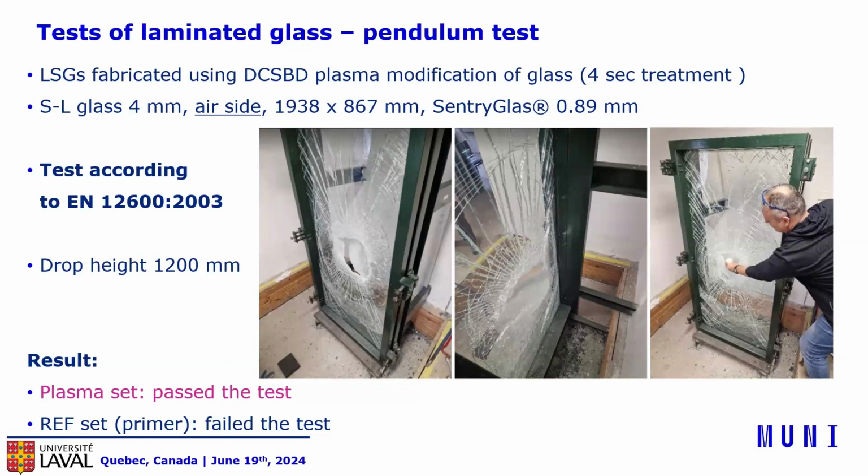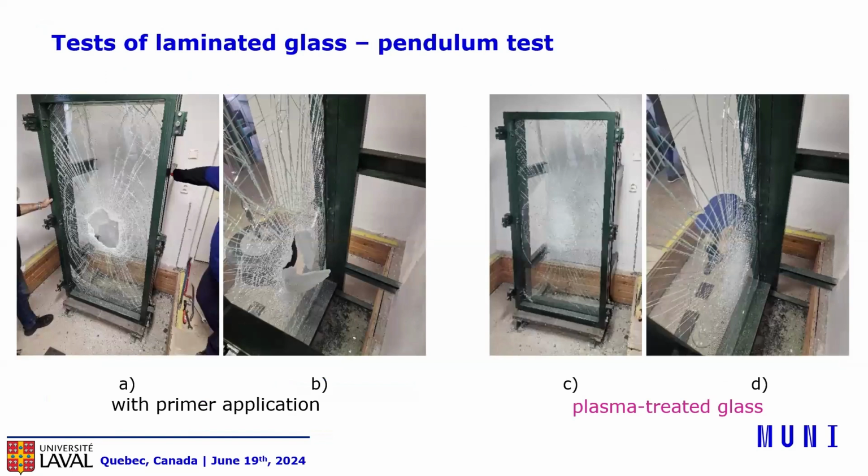These are the results of the pendulum test. As you can see, these two samples failed the test because they were broken, but after the plasma treatment, it was not possible to get to the other side with the testing ball. So the plasma also helped to increase the mechanical properties of these laminated glasses. Here it is better to see on this picture. These are without primer application on the air side of the glass, and this is without primer, but replaced by plasma treatment.